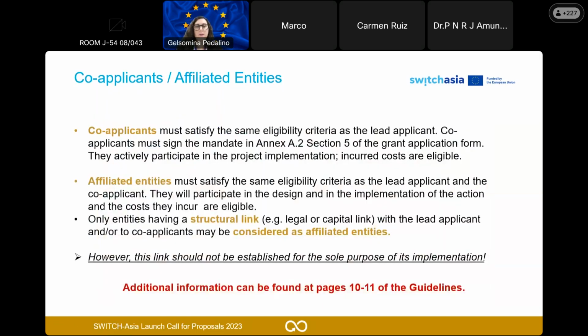Co-applicants, as I told you, must satisfy the same eligibility criteria, and all the costs that they incur during the implementation of the project are eligible and covered by the action. Affiliated entities, the same. They should satisfy the same eligibility criteria as the lead applicant and the co-applicants, and the costs are completely covered.